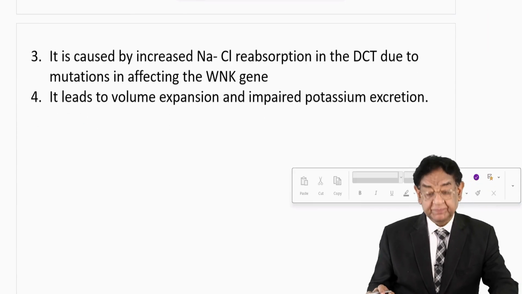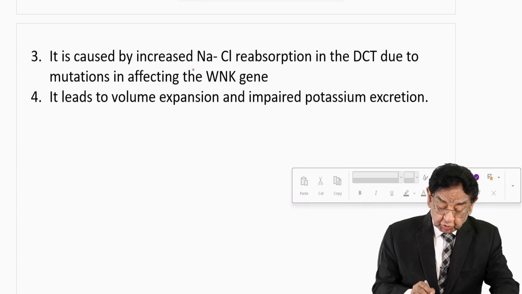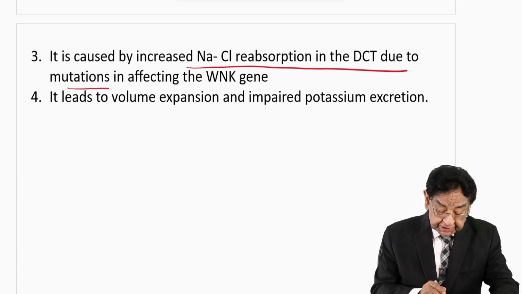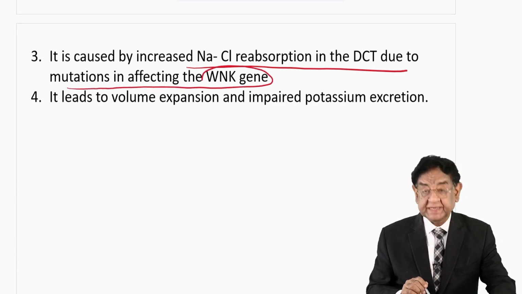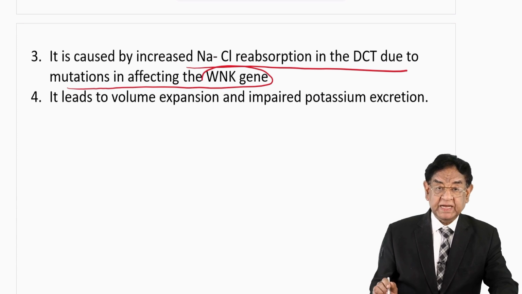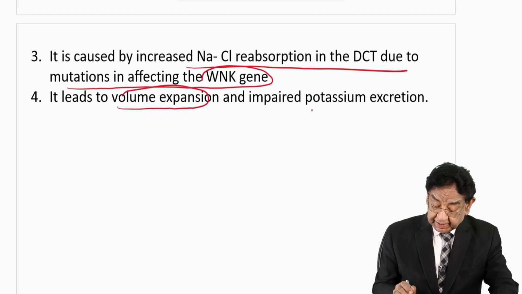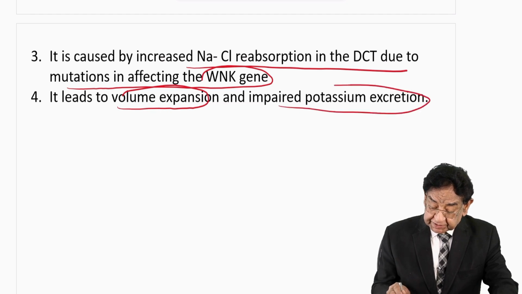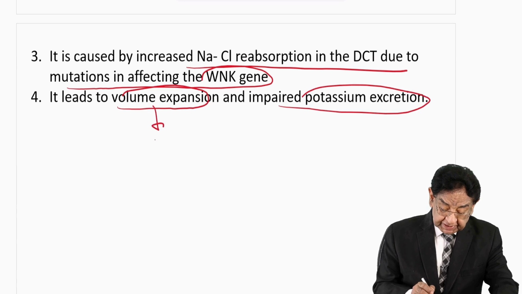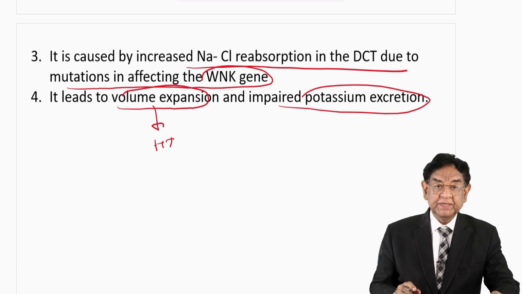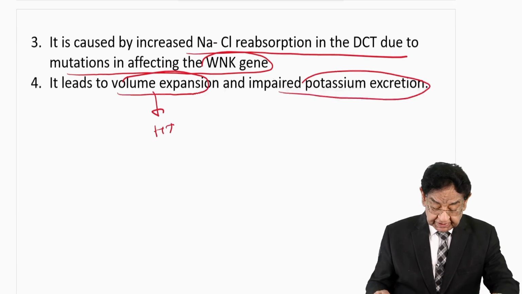Now, what happened? It's caused by increased sodium chloride reabsorption in DCT due to mutation in the WNK gene. What is this? I'm going to explain to you in the next slide. So this leads to volume expansion, and that leads to impaired potassium excretion also, and volume expansion leads to hypertension. This is the nutshell of what happened in Gordon syndrome, but how it happened, that I'm going to discuss now.